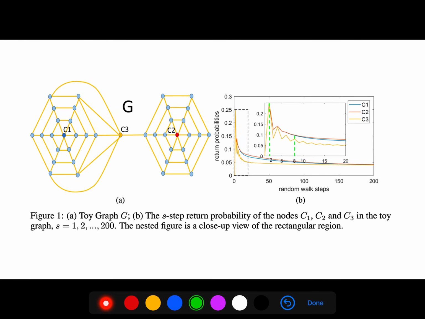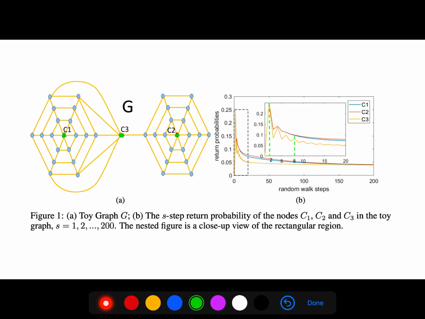So this is a toy graph on the left, and B is the S-step return probability of nodes C1, C2, and C3. These points, this node, and this node. If you look at their S-step return probabilities, it's very interesting in this toy graph. For example, 200-step return probabilities, or S could be anything. The nested figure is a close-up view of the rectangular region.